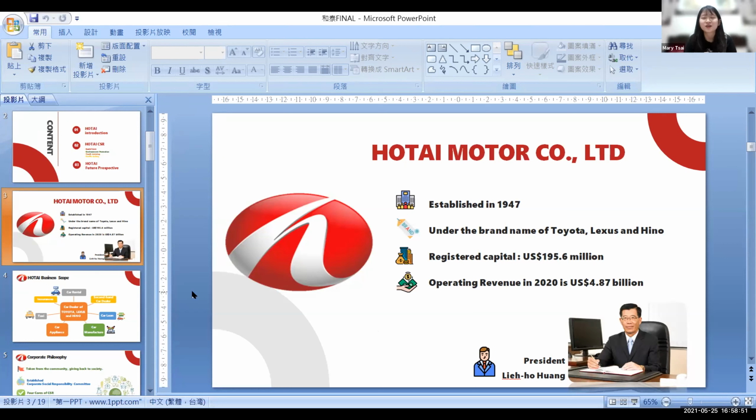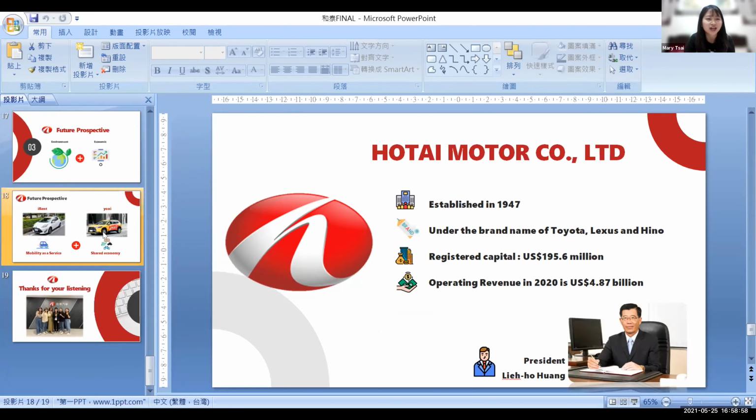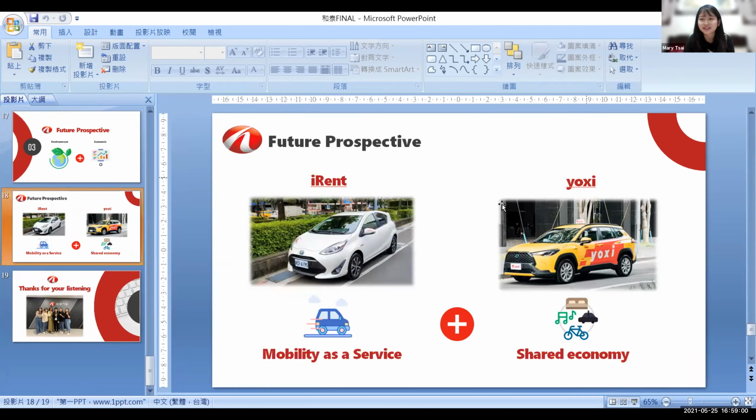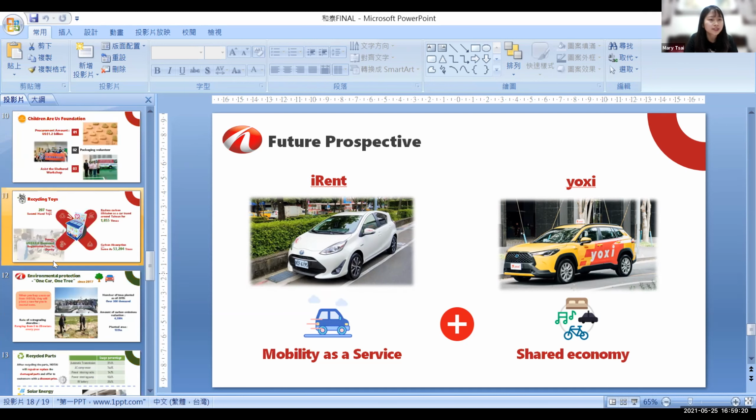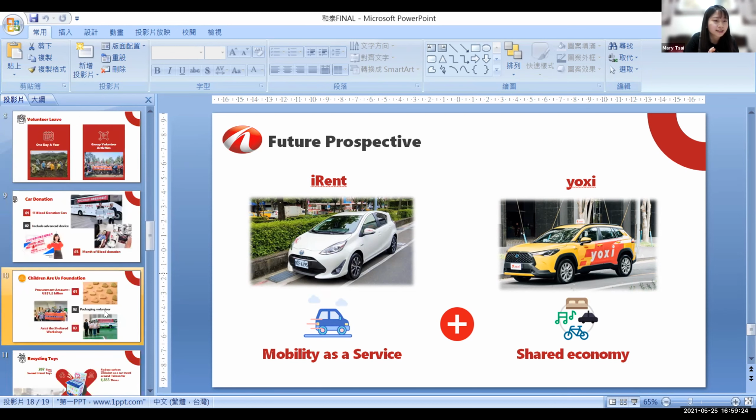When it comes to direct impact, I would say iRent and Yosi, which I covered in the last presentation. These two systems in Hetai right now, they could use these two resources to achieve their mobility as a service goal and shared economy. So this is the direct impact we think. If you ask about indirect impact, we would say the One Car, One Tree activities.